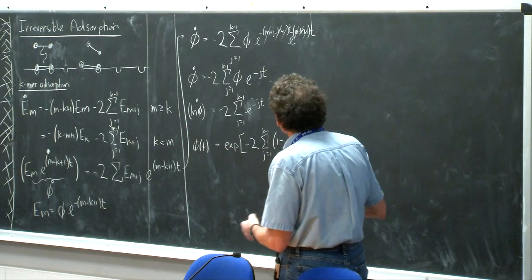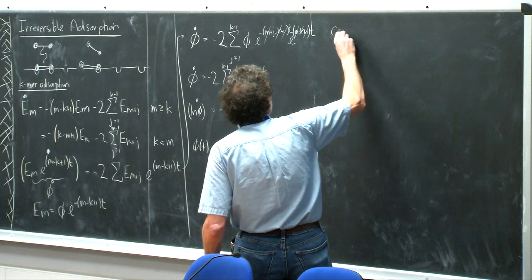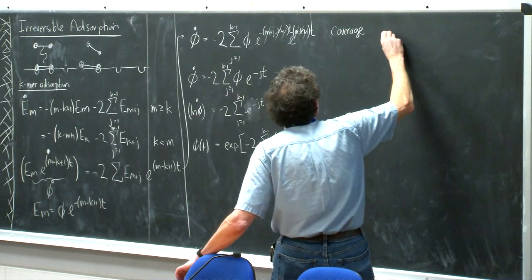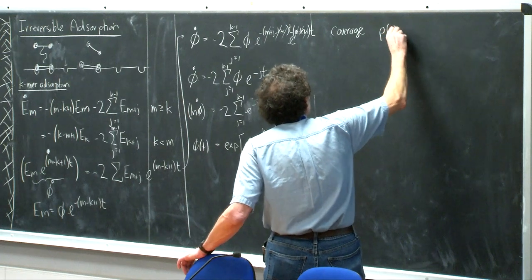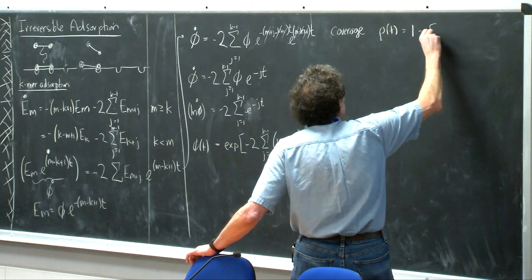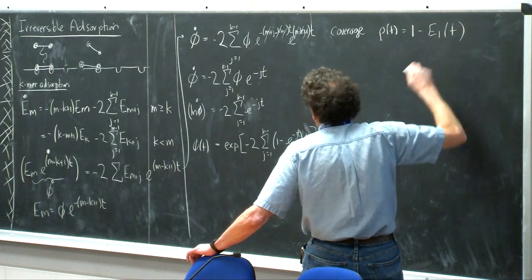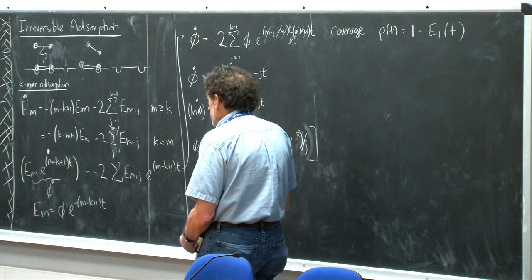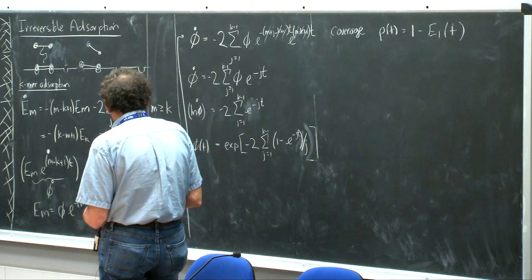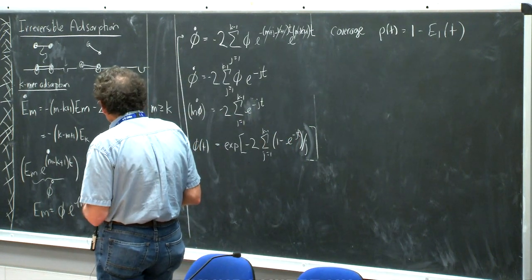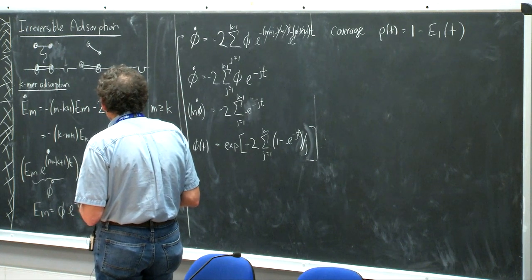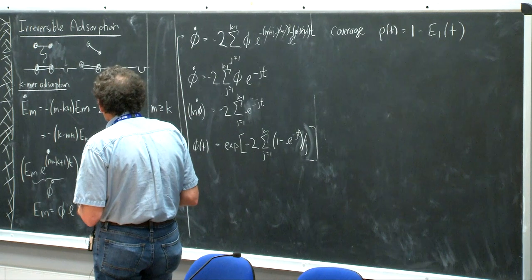Anyways, so now we have to compute the coverage. That's equal to rho of t, which you know is equal to 1 minus E1 of t. So we have to look then at E1 and its equation of motion. So let's see, where is E1?